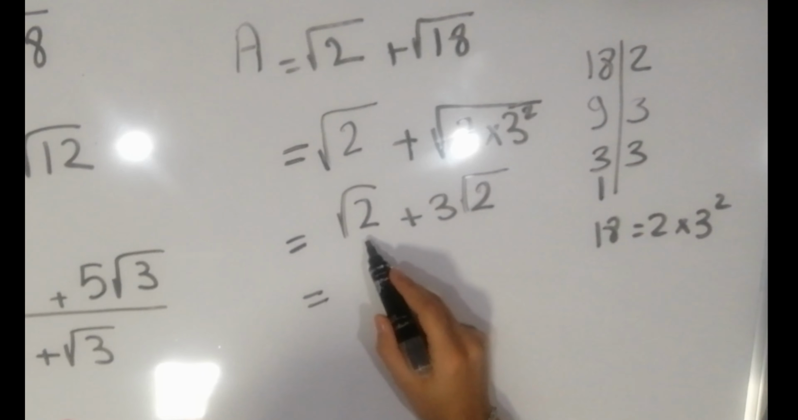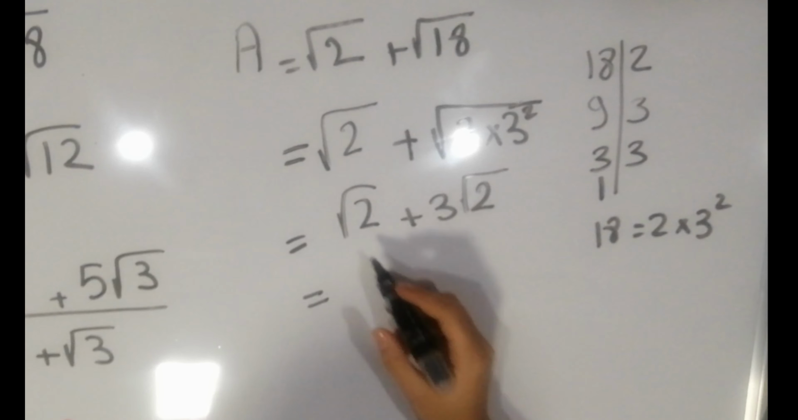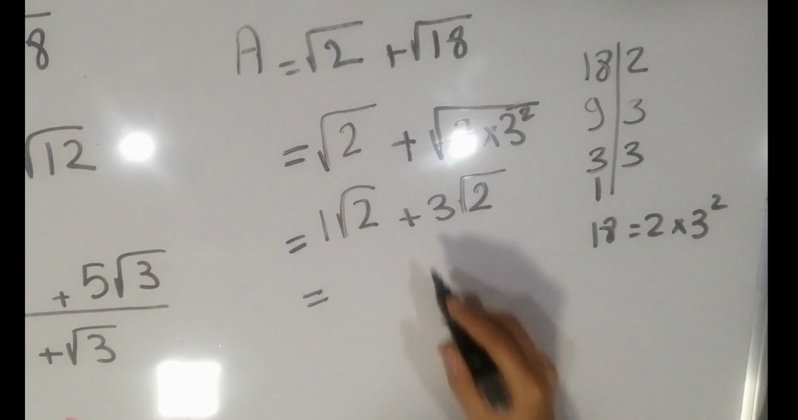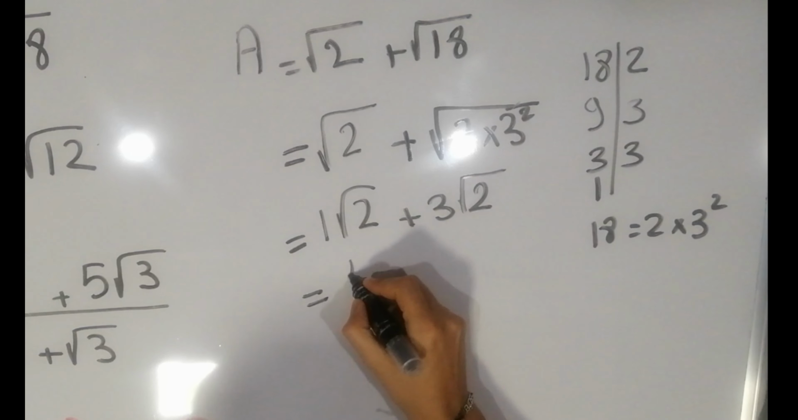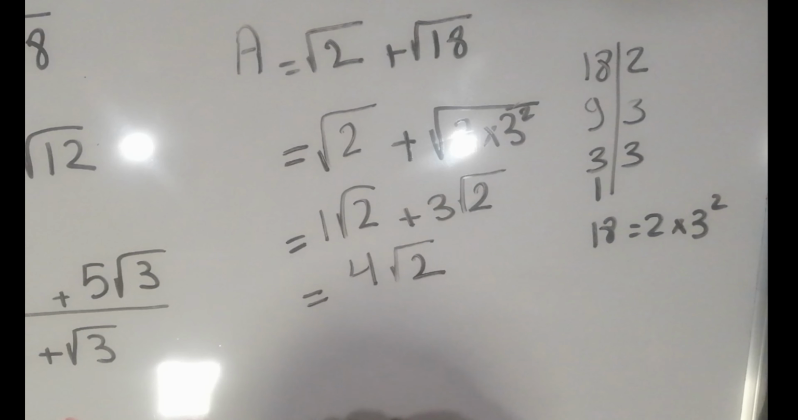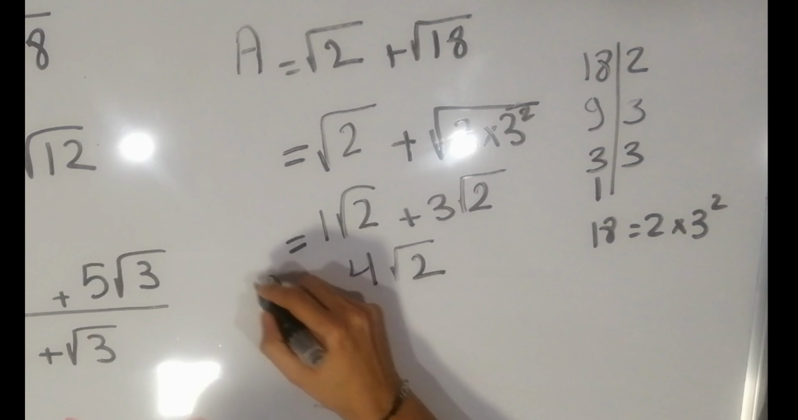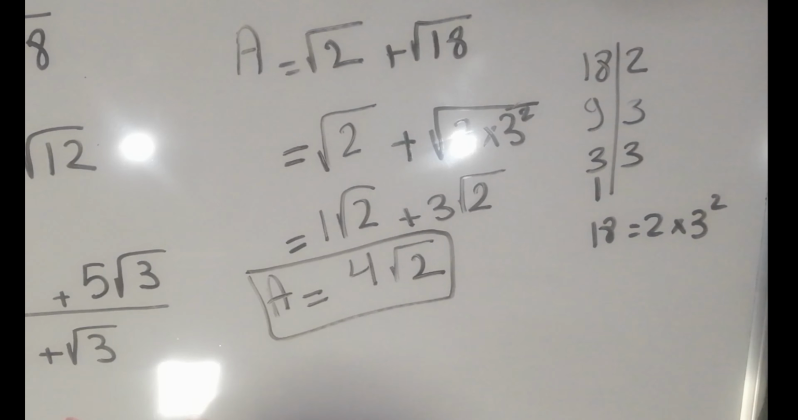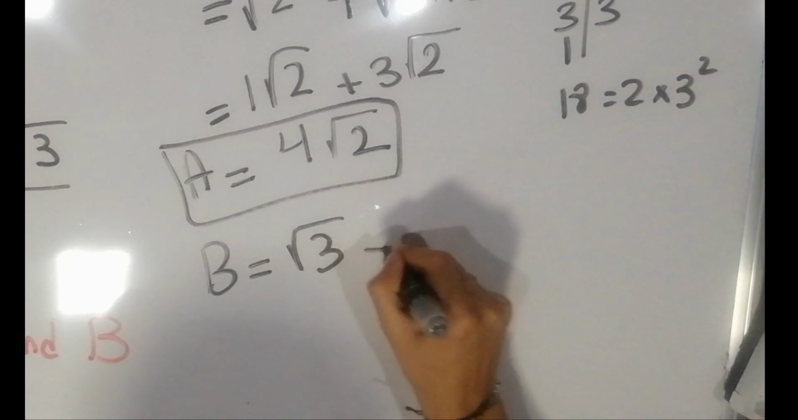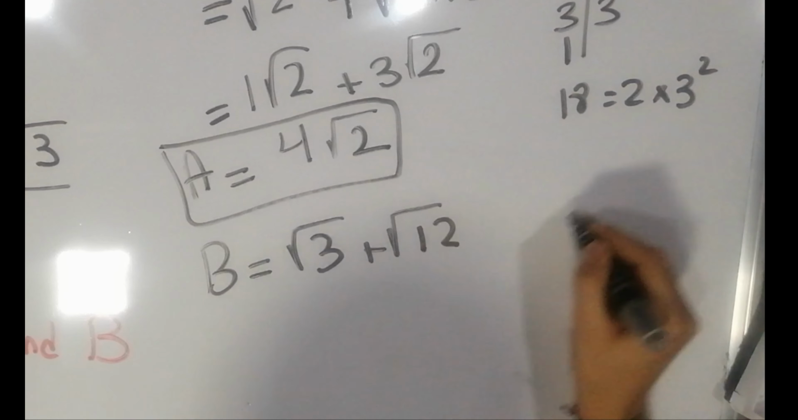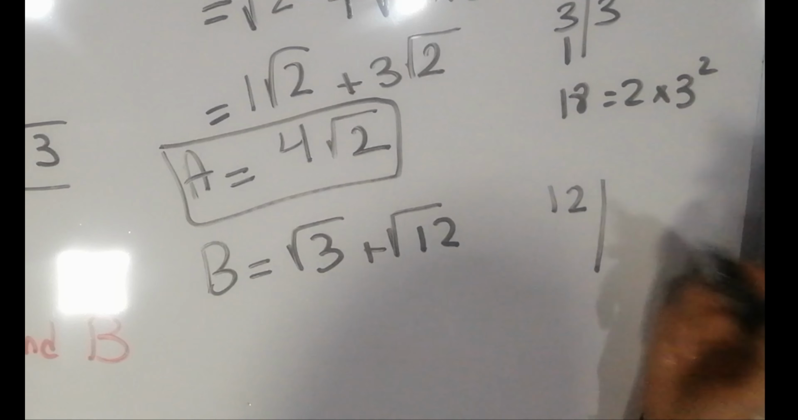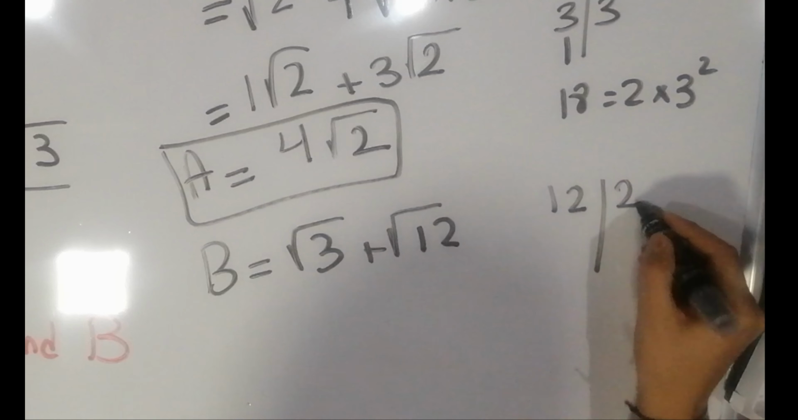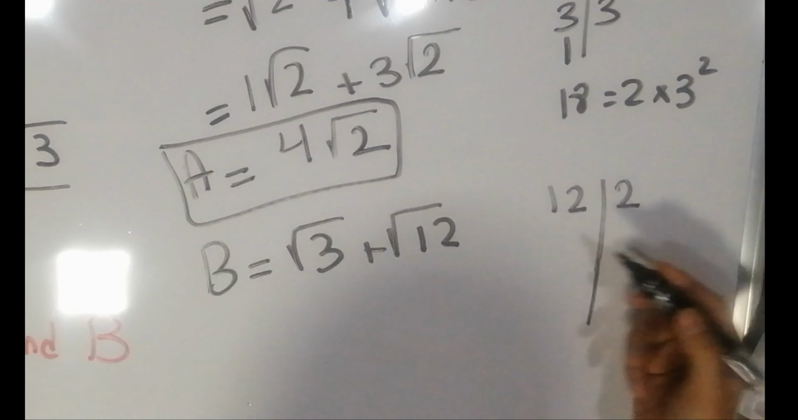As they are the same radical, radical 2 and radical 2, this is 1 radical 2 plus 3 radical 2, which will be 4 radical 2. So this is A. And now we want to do the same steps for B. So B equals radical 3 plus radical 12. And for 12 we also do the prime factorization, or if you know it from the multiplication tables, you can write it directly. I'm writing all the steps.